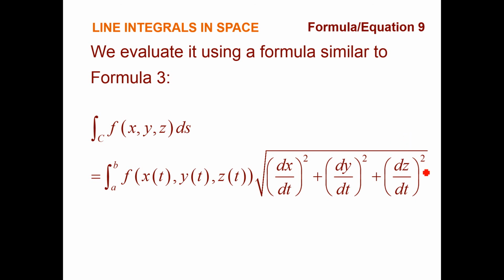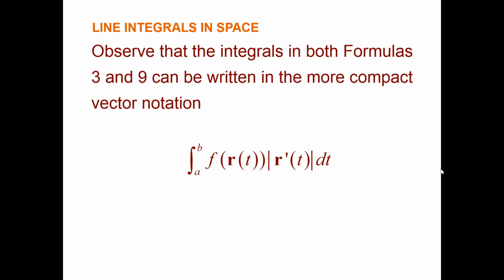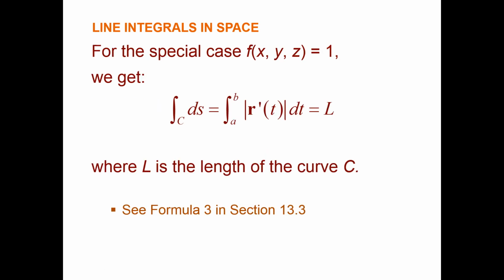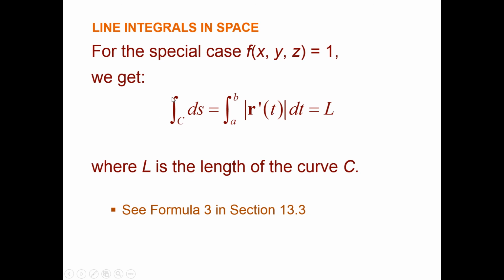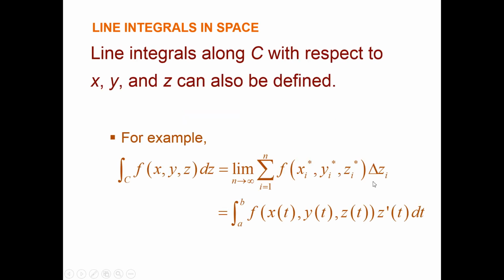So let me write dt, and this is another representation. This is a special case, actually, when f(x,y,z) is equal to 1. So this becomes the integral with respect to arc length, and this is in fact the total length of the arc. This integral will give us the length of the arc, or the length of the whole curve.